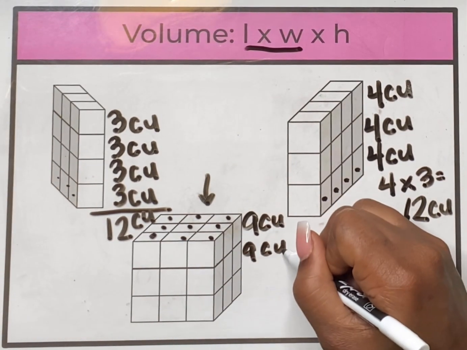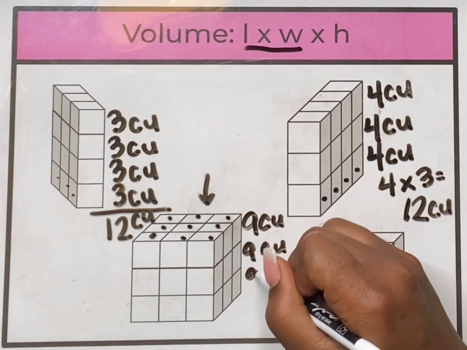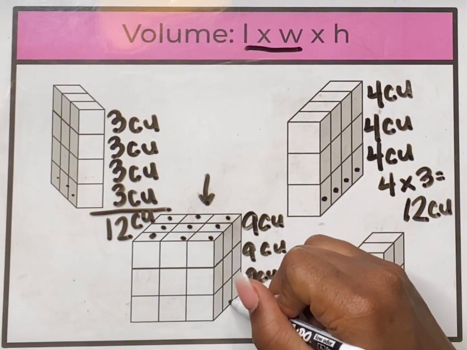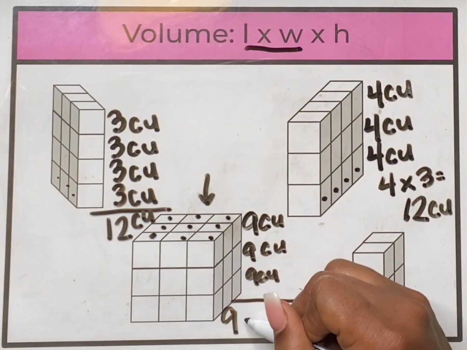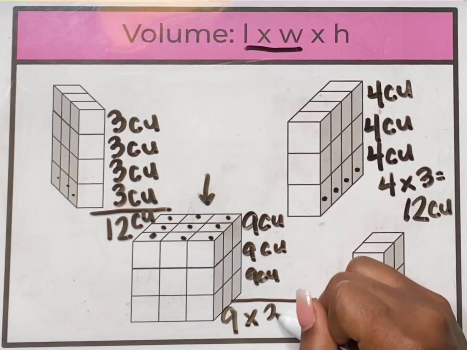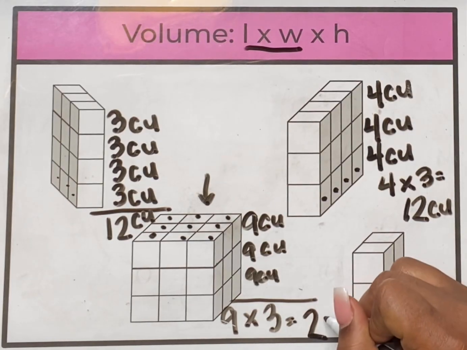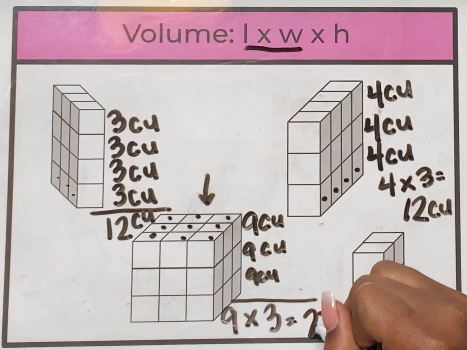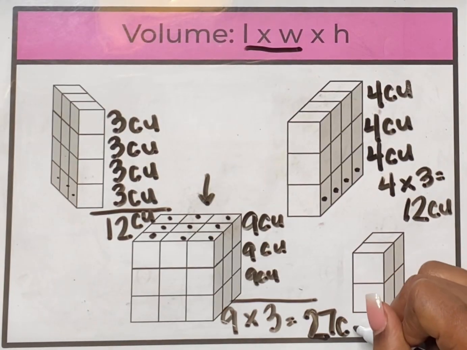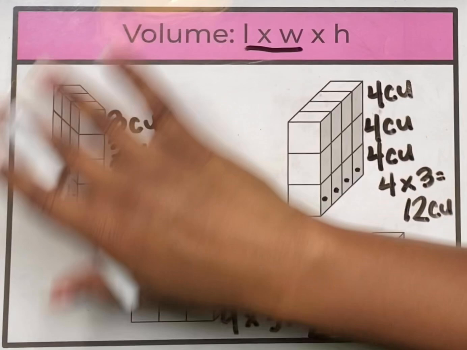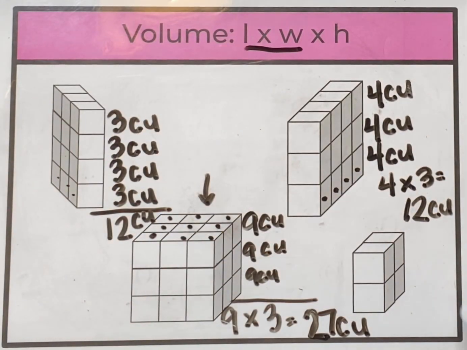Now, we're going to take those 9 cubic units, add them again in the next layer, and add them again in the next layer. So we have 9 cubic units times 3. So our base was 9, and our height was 3. 9 times 3 is 27. Now, we've done the same step of finding the base, which is length times width in our previous examples.